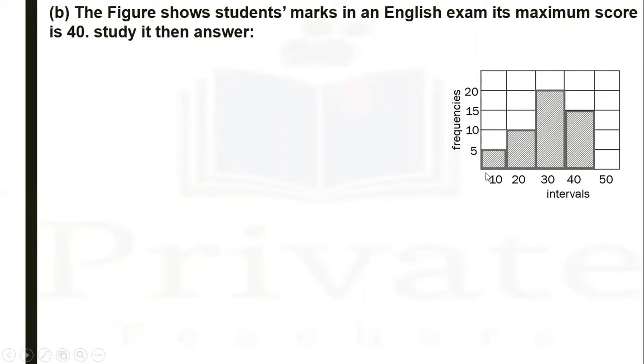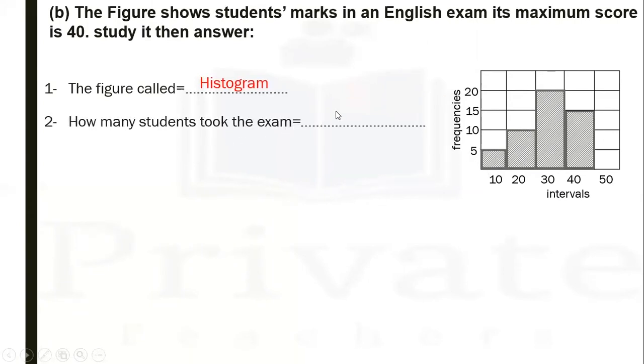That means from 0 to 10, 5 students. From 10 to 20, 10 students. From 20 to 30, 20 students. From 30 to 40, 15 students. So this figure we call the histogram.